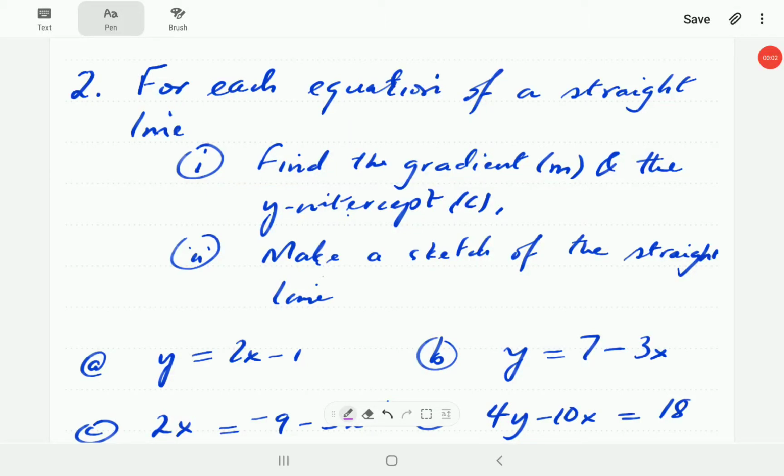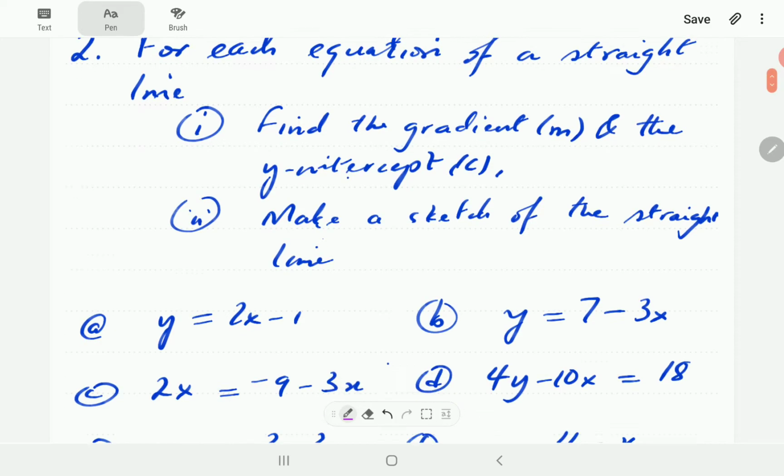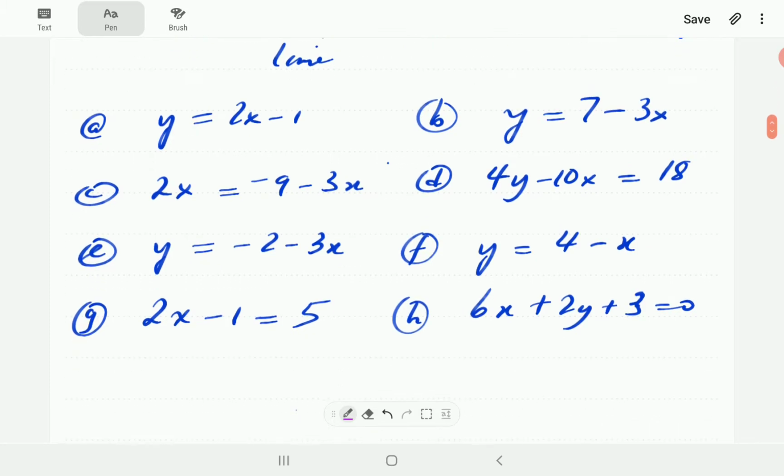Okay, in this video, part 3 on equation of straight lines, we finish off the examples. So in example 1, we were finding the equation. In this example, we're going to be given the equation of a straight line. Then from that equation, we're going to want to find the gradient and the y-intercept. And then using this information, we're going to make a sketch of the straight line. So let's get on with it.